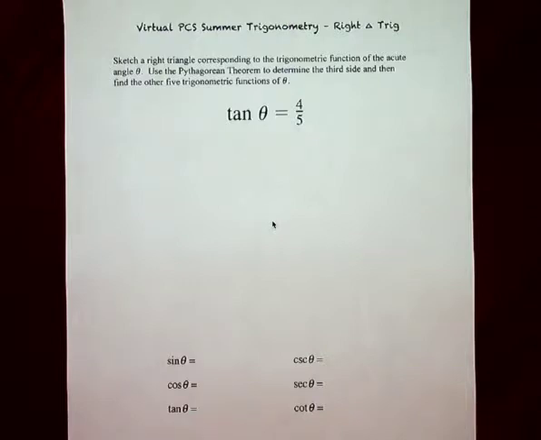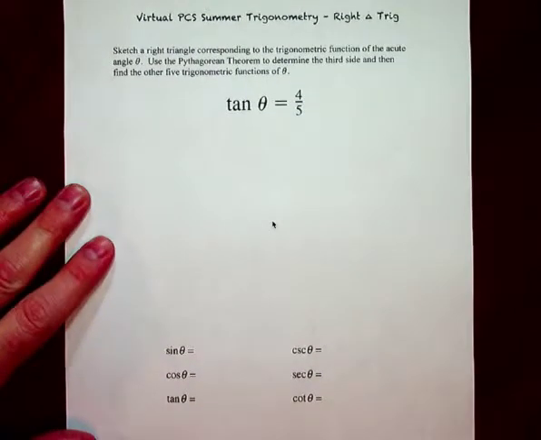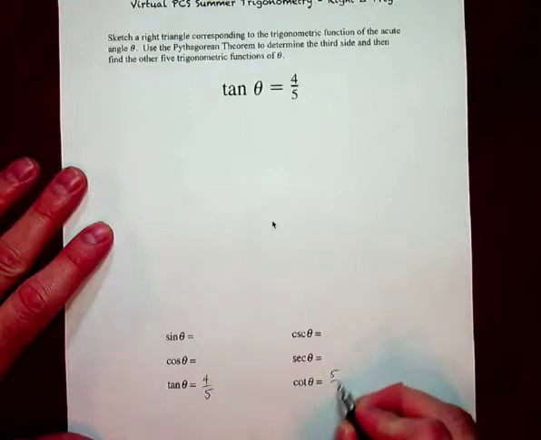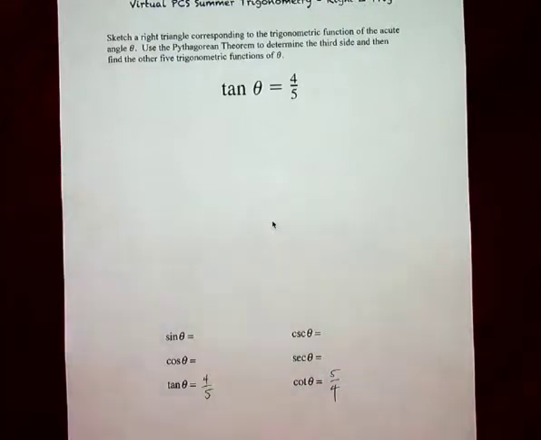It says sketch a right triangle corresponding to the trigonometric function of the acute angle. Okay, acute meaning less than 90 degrees. So we're talking about something in the first quadrant, which means that all the ratios are going to be positive, and that's the whole reason why they gave you that specification. Use the Pythagorean theorem to determine the third side, and then find the other 5 trigonometric functions. Now, we can go ahead and fill in 4/5 and 5/4 down here before we even draw our triangle.